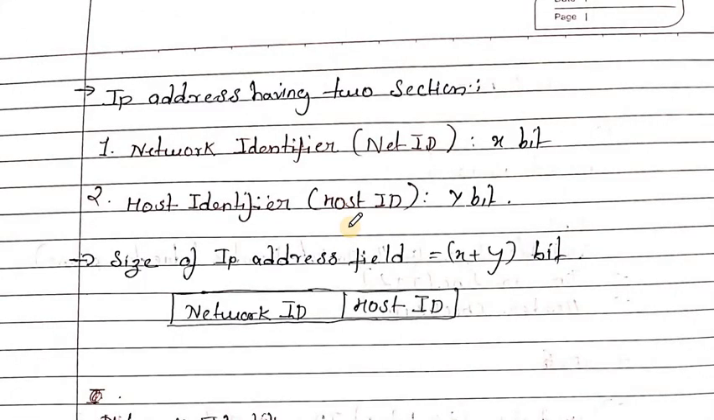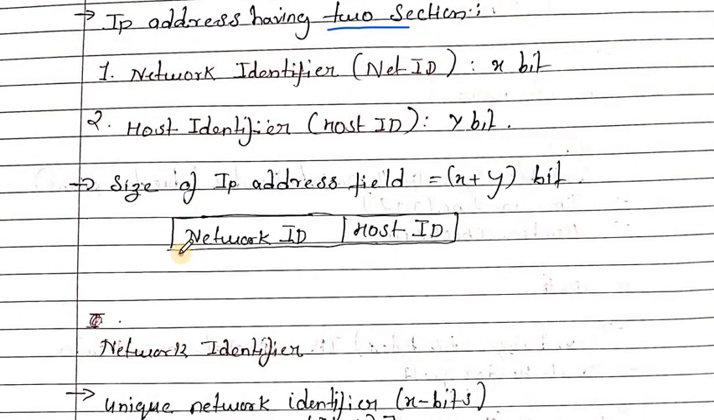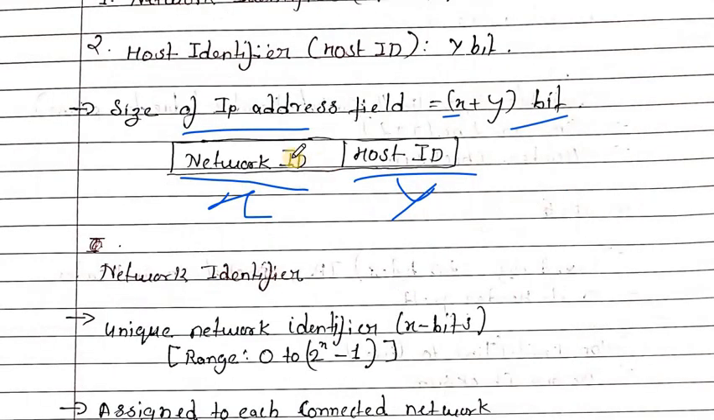The IP address has two sections: network ID and host ID. The size of the IP address becomes x plus y. This section is called x bit and y bit, total x plus y bit. The x bits are for network ID and the y bits for host ID, so the size of an IP address is x plus y bit.